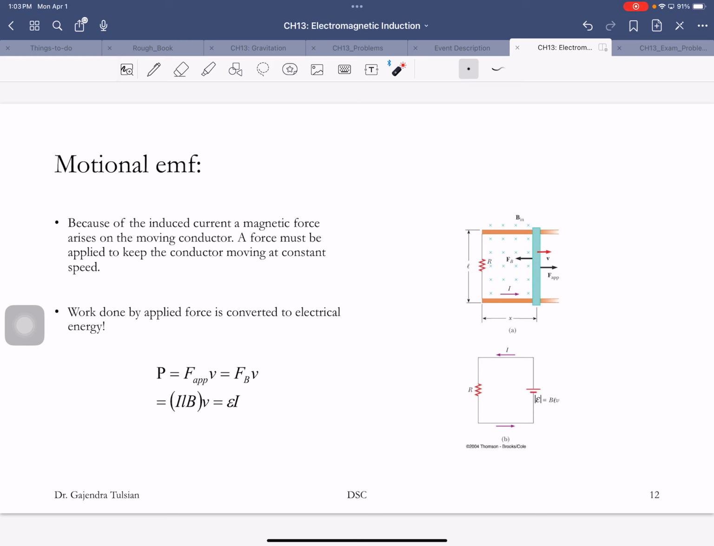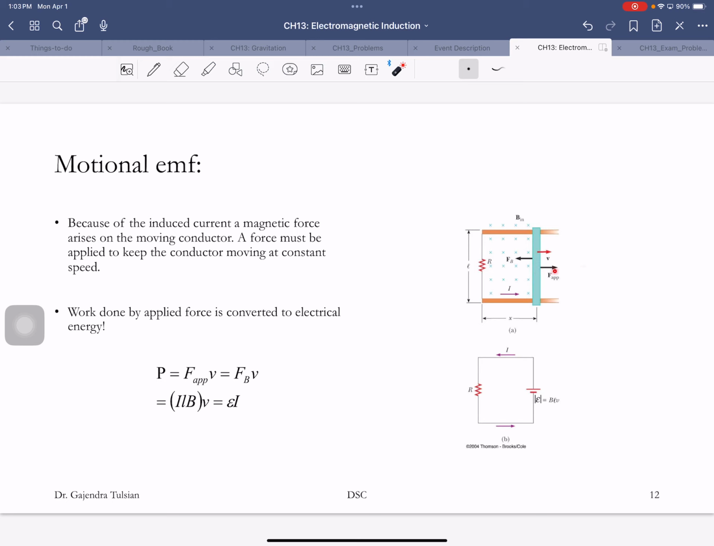So what this slide tells you is the following: because of the induced current. When you move this thing, there was a current induced in the wire, and this wire feels a magnetic force in that direction. And so you had to keep applying a force to keep it moving. As soon as the current flows, the conductor feels a magnetic force in the opposite direction. So to keep it moving, you have to keep applying a force.